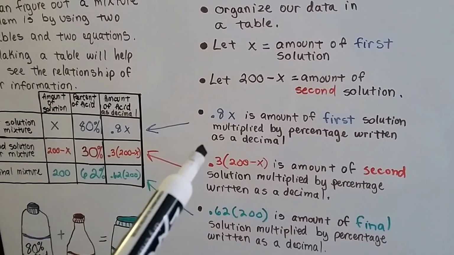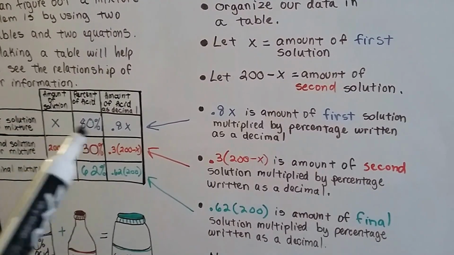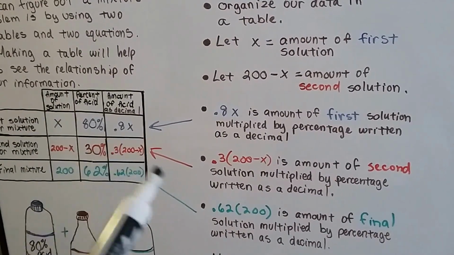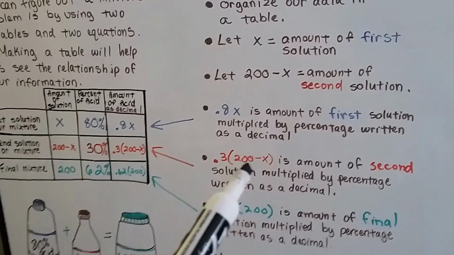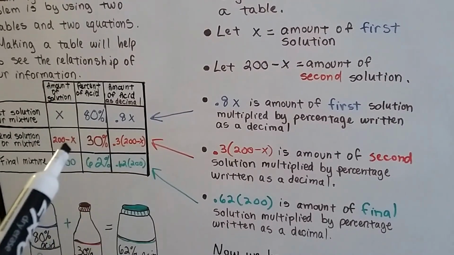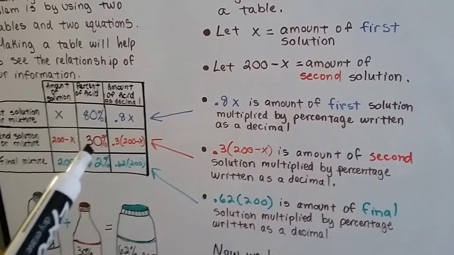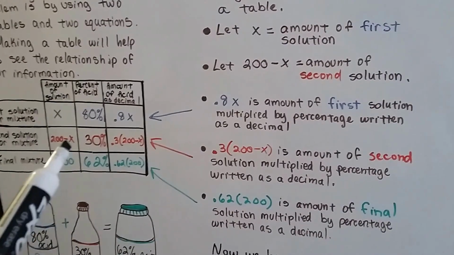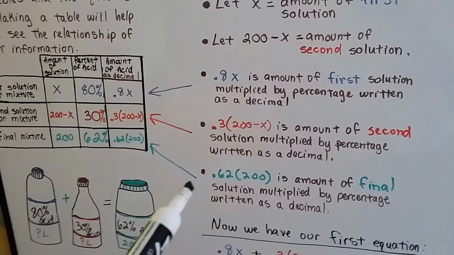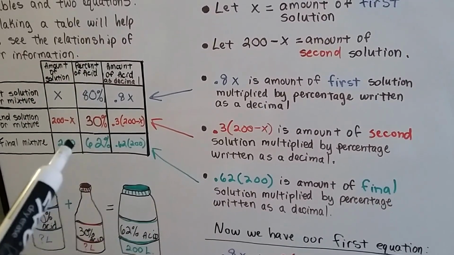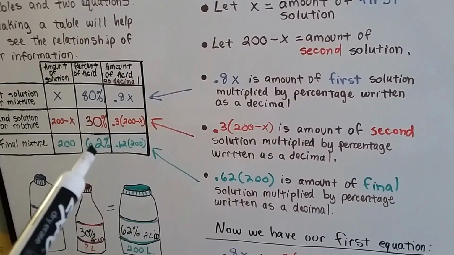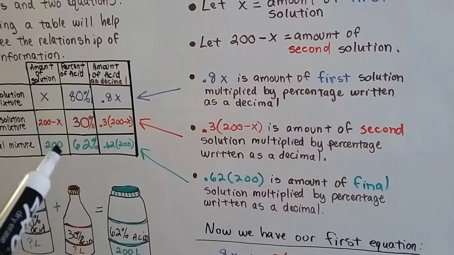0.8x is the amount of the first solution multiplied by the percentage. We write the percentage as a decimal as 0.8. 0.3 times 200 minus x is the amount of the second solution multiplied by the percentage written as a decimal. So 30% is 0.3, and we multiply it by the 200 minus x. 0.62 times 200 is the amount of the final solution multiplied by the percentage written as a decimal. So 62% is 0.62 multiplied by 200.